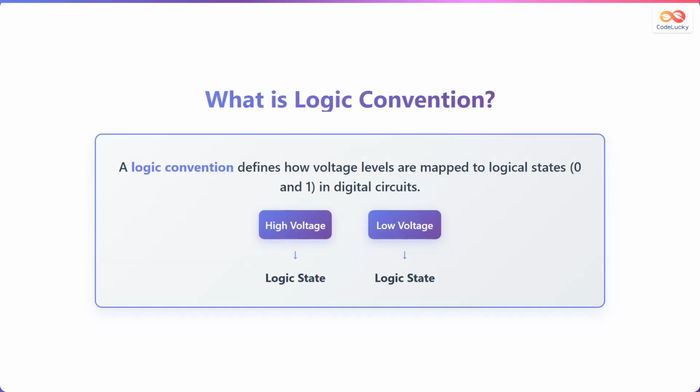A logic convention defines how voltage levels are mapped to logical states, 0 and 1, in digital circuits. This mapping determines how we interpret the signals in a circuit. Typically, we deal with two voltage levels, a high voltage and a low voltage. The logic convention tells us which of these voltage levels represents a logic 1 or a logic 0. Understanding logic conventions is crucial for correctly interpreting the behavior of digital circuits and systems.